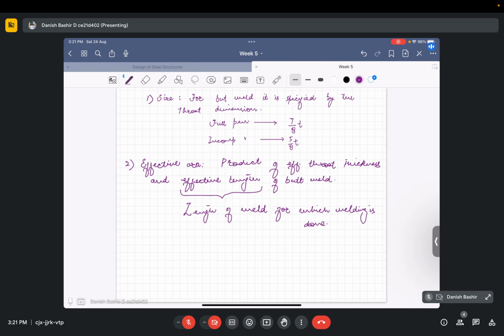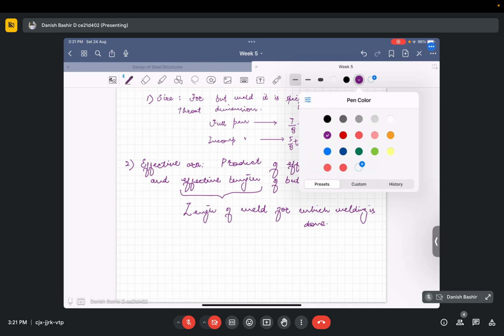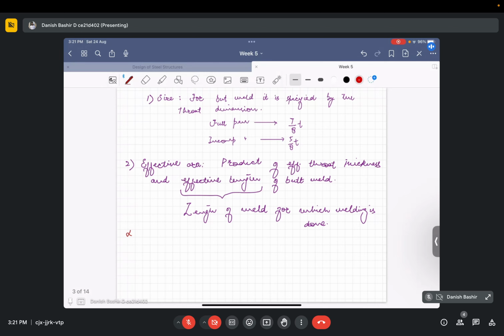So then we have to see its design procedure. What is the design procedure for this butt weld? We will see one more numerical example on this. We will first see the theory, then we will show a numerical example on its design as well. So in case of complete penetration of the butt weld, the design calculations are not required, as the weld strength at the joint is equal to the strength of the member to be connected.